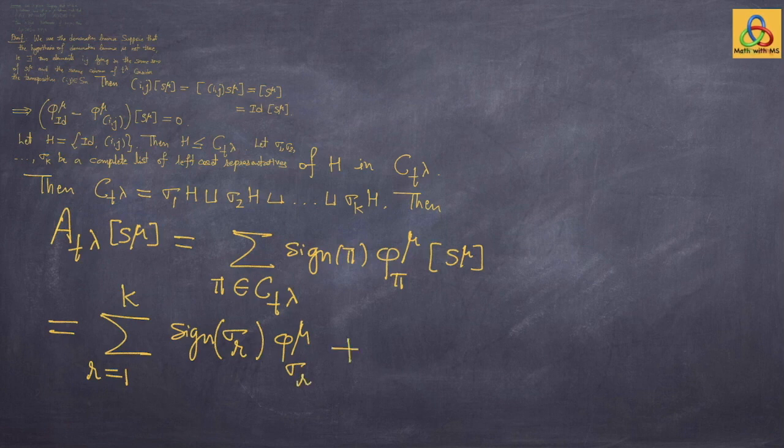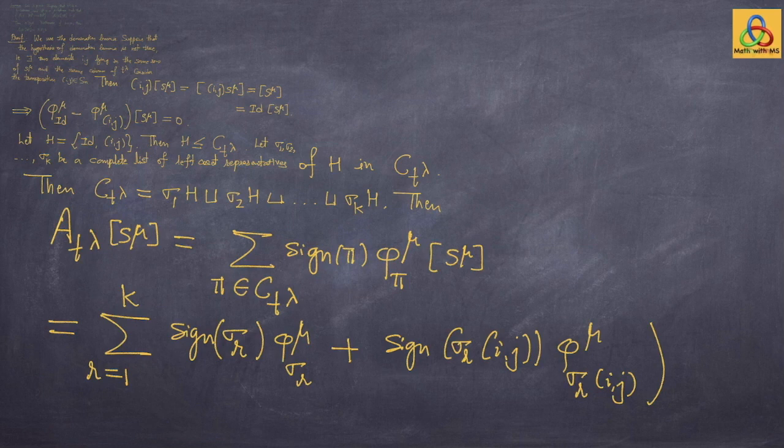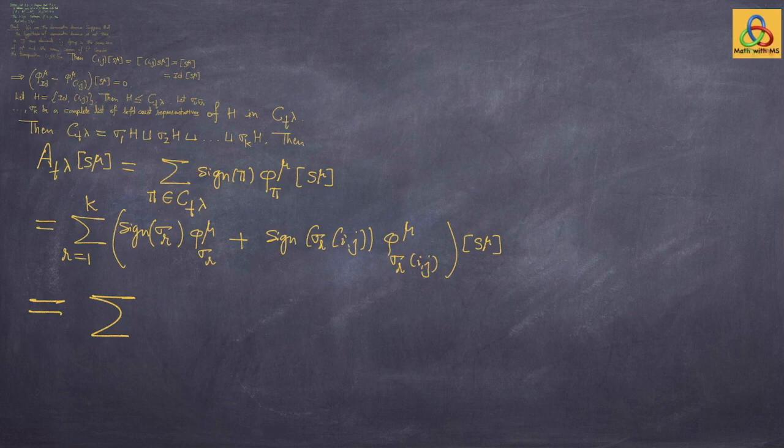plus sign of sigma r times the transposition Ij into phi mu of sigma r times the transposition Ij, all acting on the mu tabloid S mu. This can be simplified as summation r from 1 to k. And now notice here that sign of sigma r and phi mu of sigma r can be taken out.